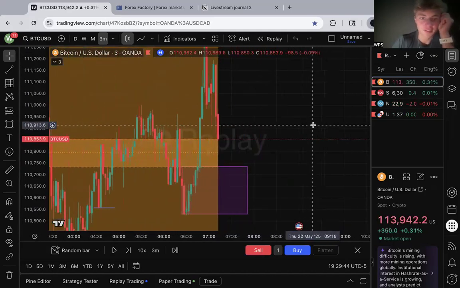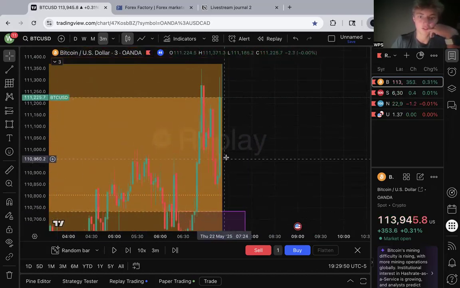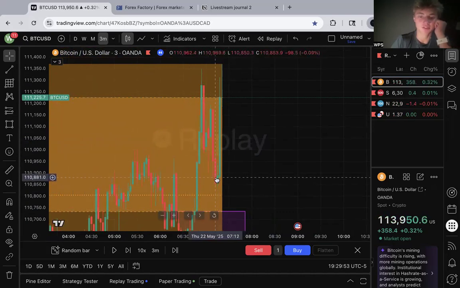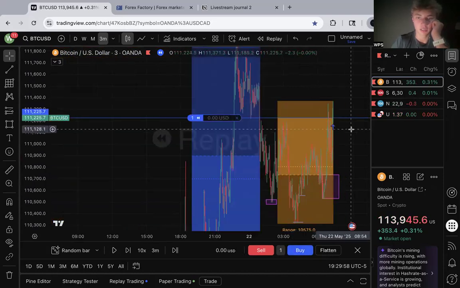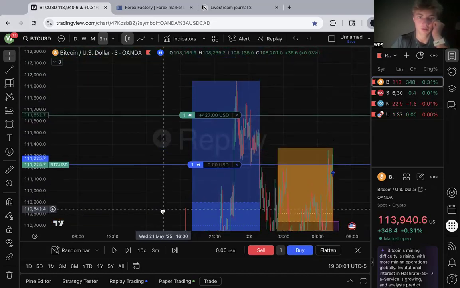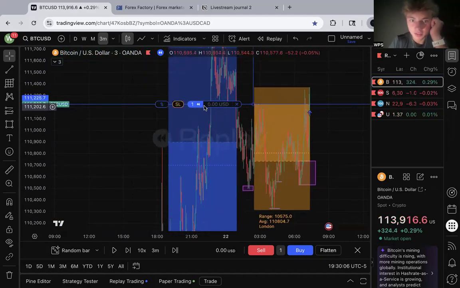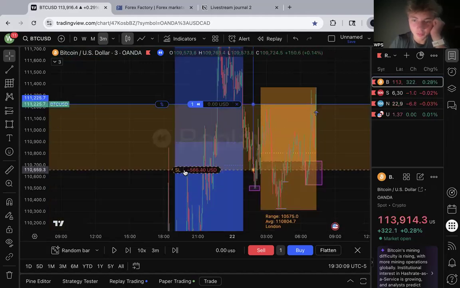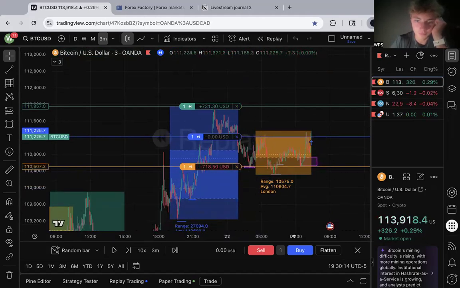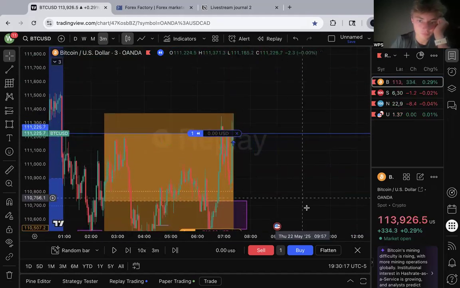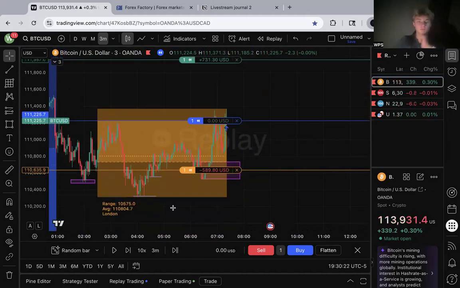Fair value gap could be feasible as well, though, given how much price did break structure. So we did see a retracement to this fair value gap plus a break of structure to the upside. So I think I'm going to long it with take profit here, stop loss at the bottom of the fair value gap, which begins right here. Let's see what happens.